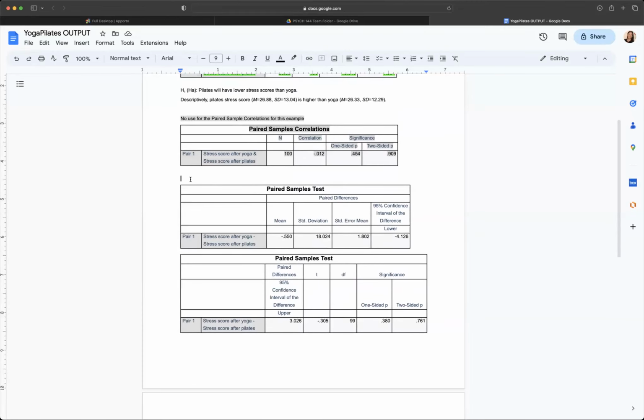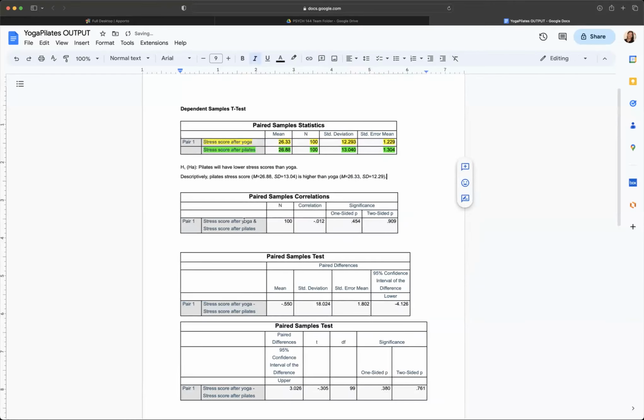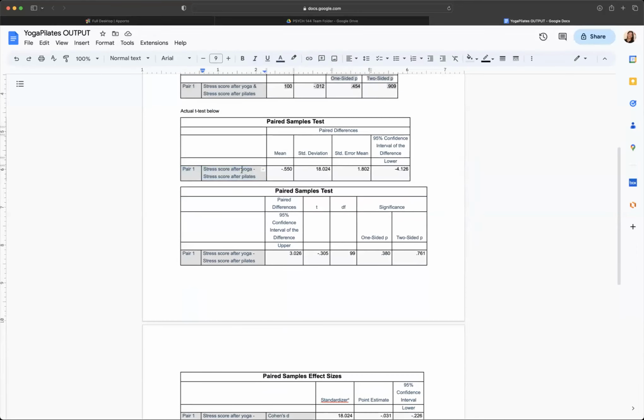This is now the actual t-test result here. And again, it's split up onto two sets of responses here, but it should be the same. So this should be on the same line. Notice that the pair is here. So you could have more than one pair, but we just have one. This is looking at the difference between yoga and Pilates. So the mean difference is 0.55.